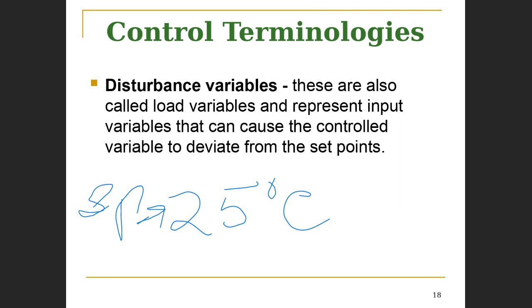Can somebody give an example of a system and what would possibly be a disturbance variable?